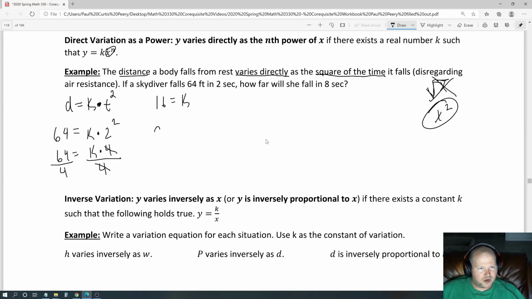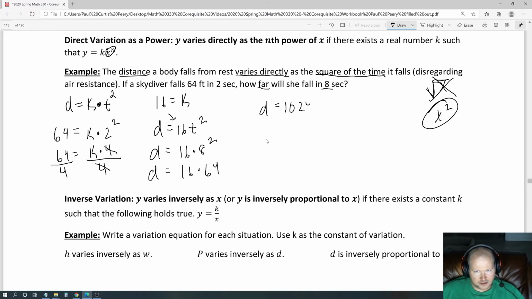Cool. Now I get to rewrite my original equation, distance is equal to K multiplied by T squared, but instead of writing the K there, now that I know the K is 16, I can put 16 T squared. Now they're going to give me some new information. I'm going to figure out a new distance in this case. So they said how far, which is the distance, will she fall in 8 seconds? So d is equal to 16 times 8 squared, which means d is equal to 16 times 64, which means d is equal to 1024.